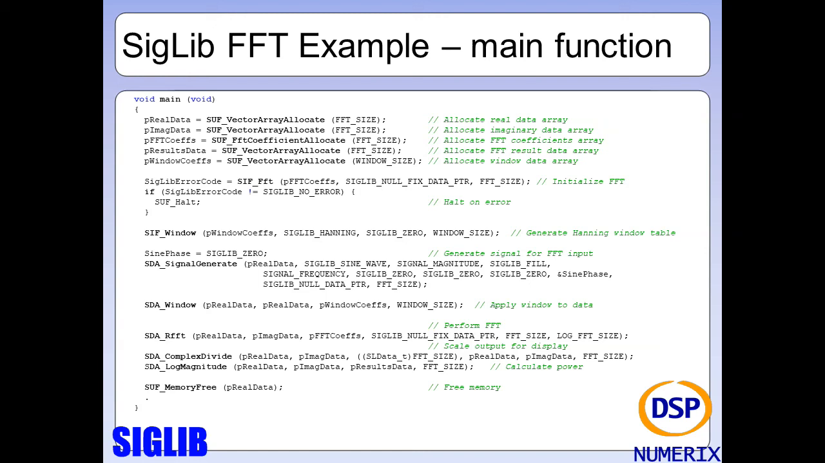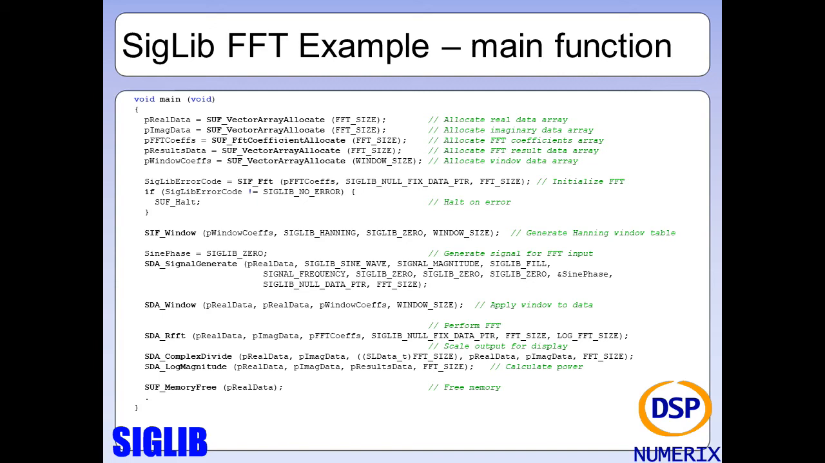Having initialized our fast Fourier transform, we will now initialize our window function using SIF, the SigLib initialization function, _window. We have a pointer to the coefficients. We have the enumerated type, SigLib _Hanning, to select the type of window. We have another parameter, 0, which is not actually used with the Hanning window type. And then we have our window length, which is the same as our FFT size.